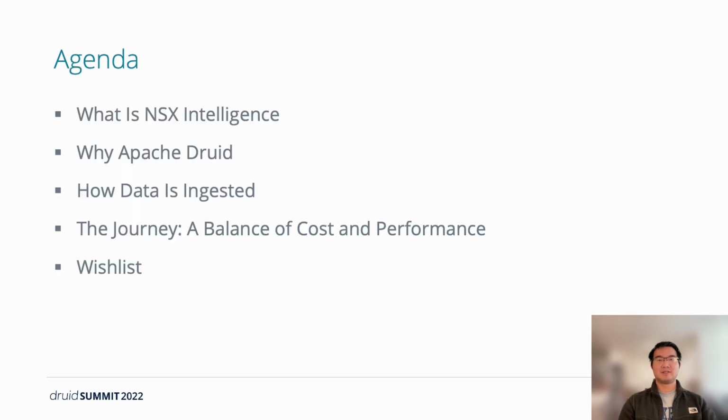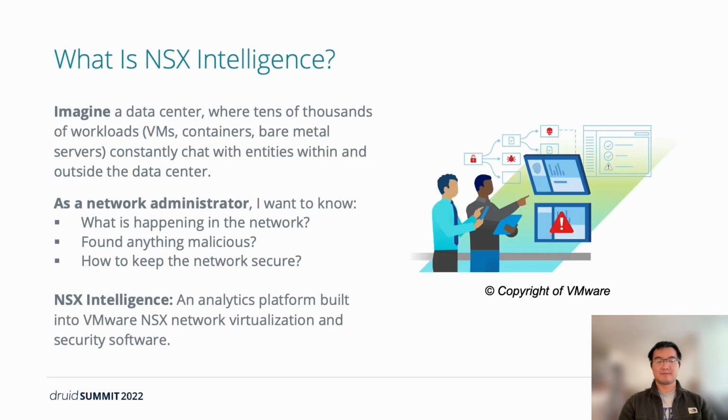Here is the agenda for this talk. First, I'll introduce our product, NSX Intelligence, and its applications. From there, we'll see why we chose Druid to be our main database. Next, I'll show you how our data is ingested to Druid. Then, I'll tell you about our 3-year journey of using Druid, where we constantly need to maintain a balance between cost and performance. Finally, I have a wish list that includes things that we'd like to see in Druid in the future.